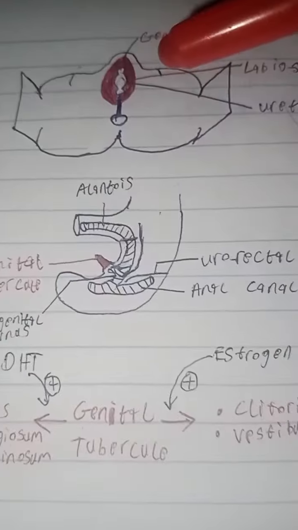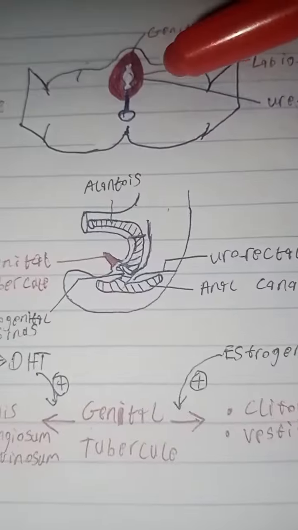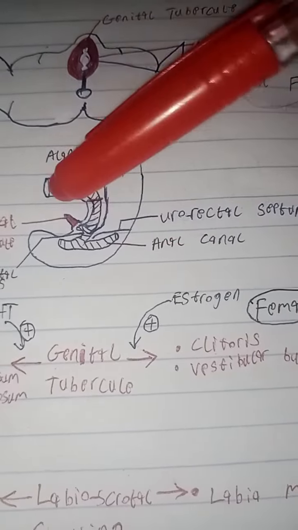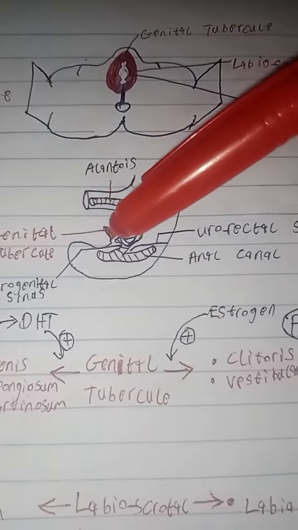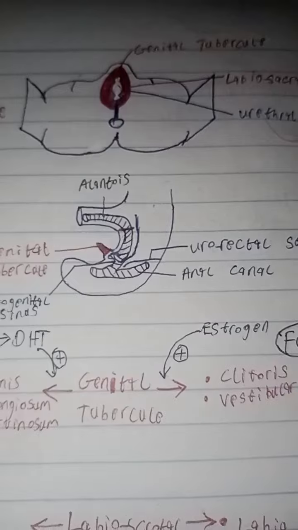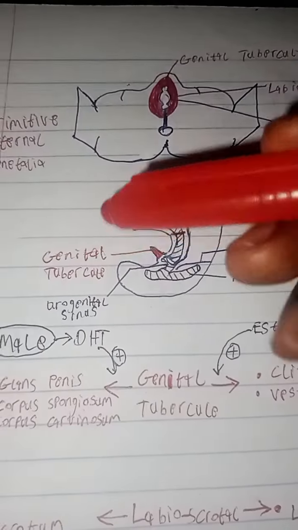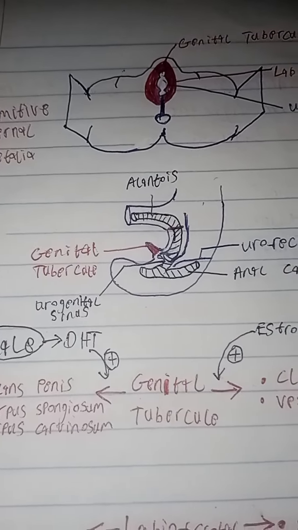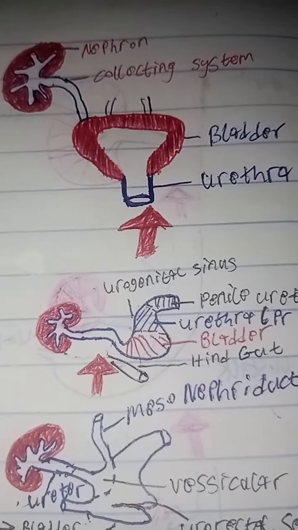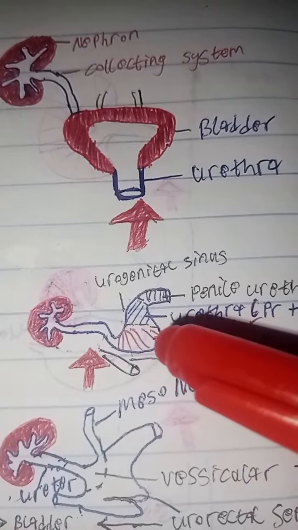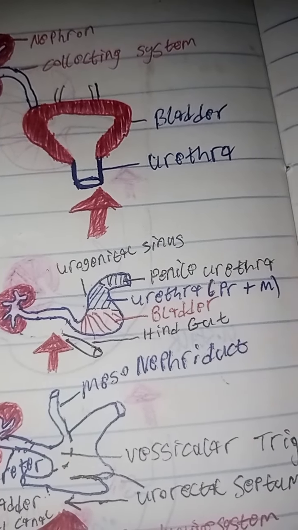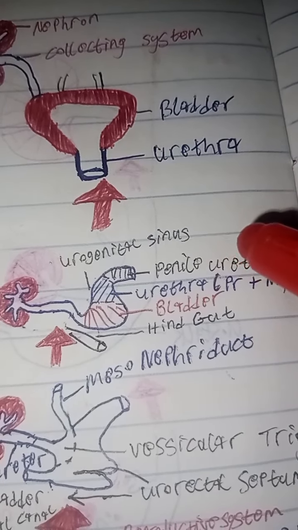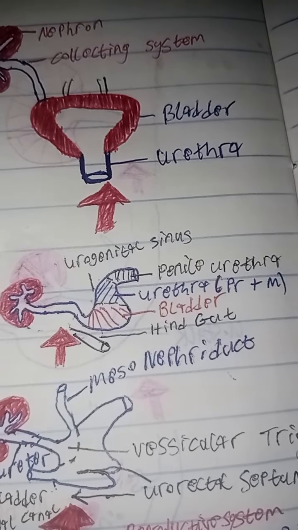And in sagittal view here, you can see the genital tubercle. You can see the urogenital sinus. You can see the urorectal septum dividing this into the anal canal and the urinary part. And I don't know if you can remember, we talked about this urogenital sinus before in the urinary system. So for the male, we saw the urogenital sinus producing the bladder, the urethra, which is the prostatic and membranous urethra, and eventually we had the penile urethra. So similar things happen here.